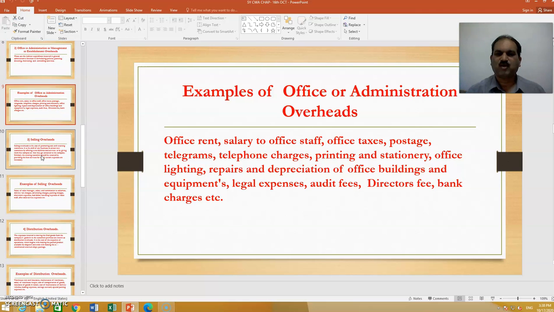Examples of office or administration overheads: some of them are office rent, salary to office staff, office taxes, postage, telegrams, telephone charges, printing and stationery, office lighting, repairs and depreciation of office building, legal expenses, audit fees, director's fees, bank charges, etc. That means all expenses which are related with office or administration are included over here.